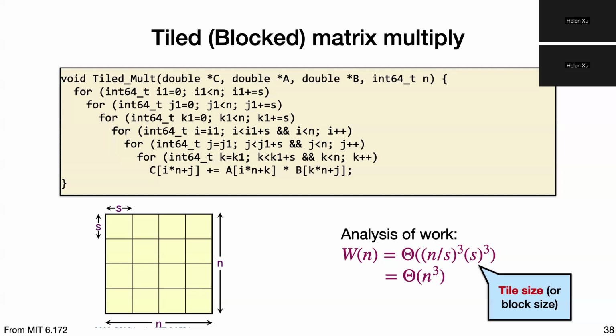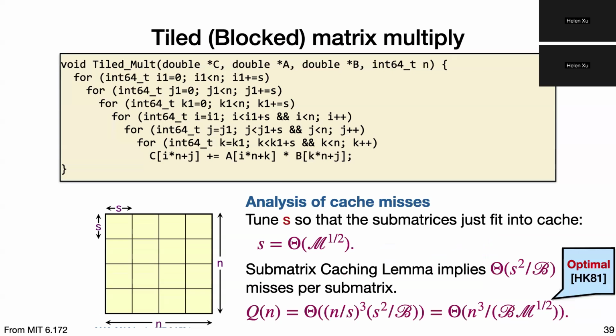And it doesn't affect the work. So there are (n/s)^3 subproblems, each of them has work s^3. And so that's going to get us, again, n^3, which is unchanged, which is natural because we didn't do any fancy tricks to get subcubic matrix multiplication. But the whole reason to do this is because of cache behavior.